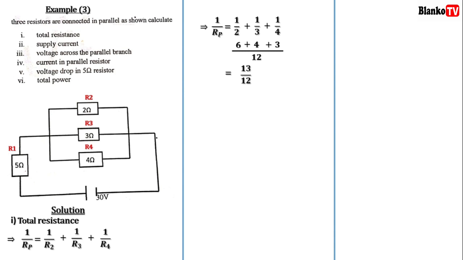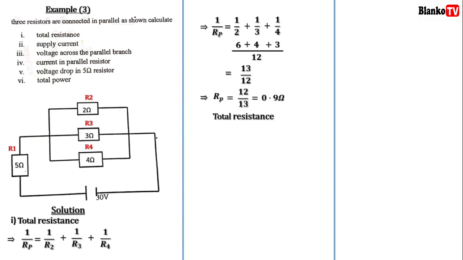Okay, so 1 over Rp is 13 over 12. So to calculate Rp, which is the parallel resistance, it is equal to 12 over 13, which is 0.9 ohms. So now that we have calculated the parallel resistance, we can now calculate our total resistance.